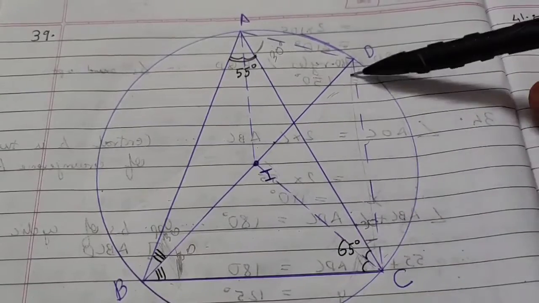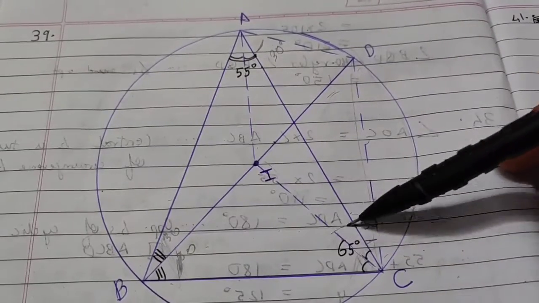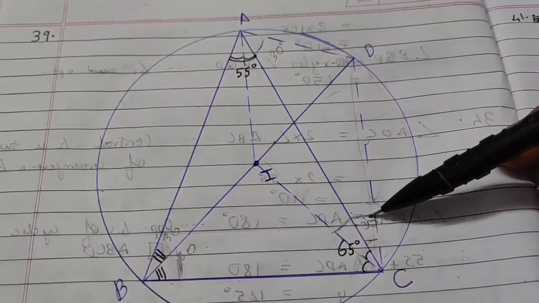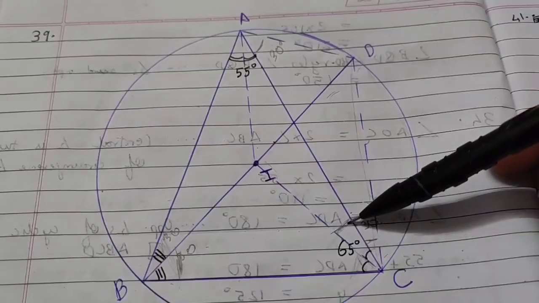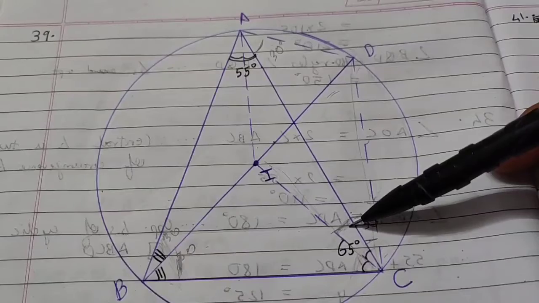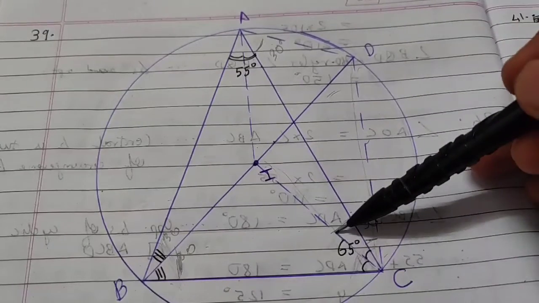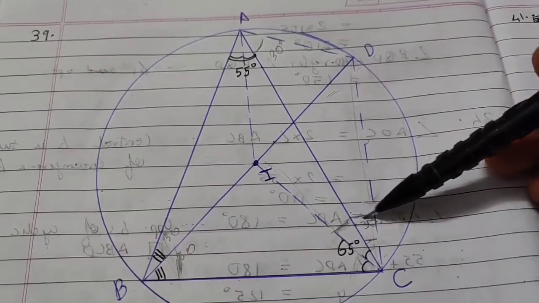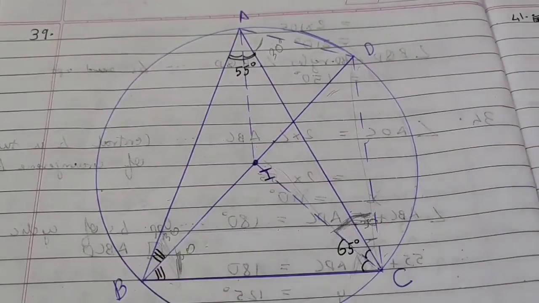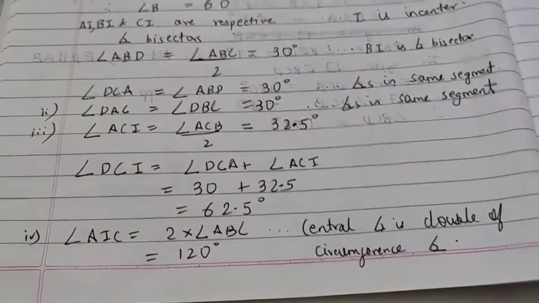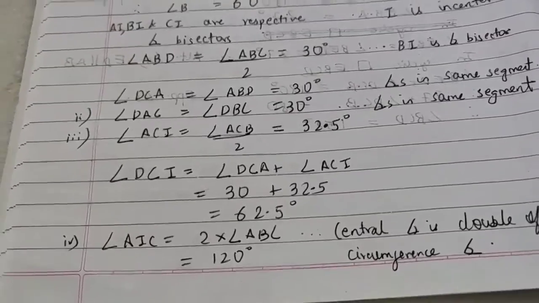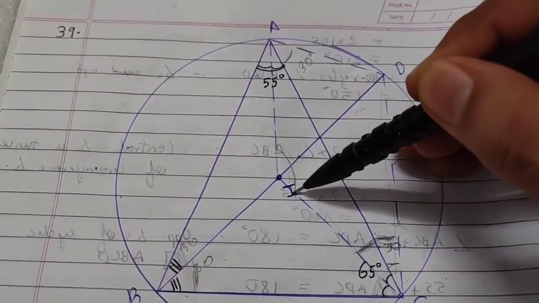Roman number 3, angle DCI. Well, it's a combination of these two angles. We know that this angle is 30 degrees. Now just get this angle and add them up. How do I get this angle? Well, it's half of 65 clearly because CI is the angle bisector. I is the in-center, that's why. So this is 32.5. So 30 plus 32.5 entirely is 62.5 degrees. So that's Roman number 2 and 3 solved. And now Roman number 4, angle AIC. That is the central angle AIC.